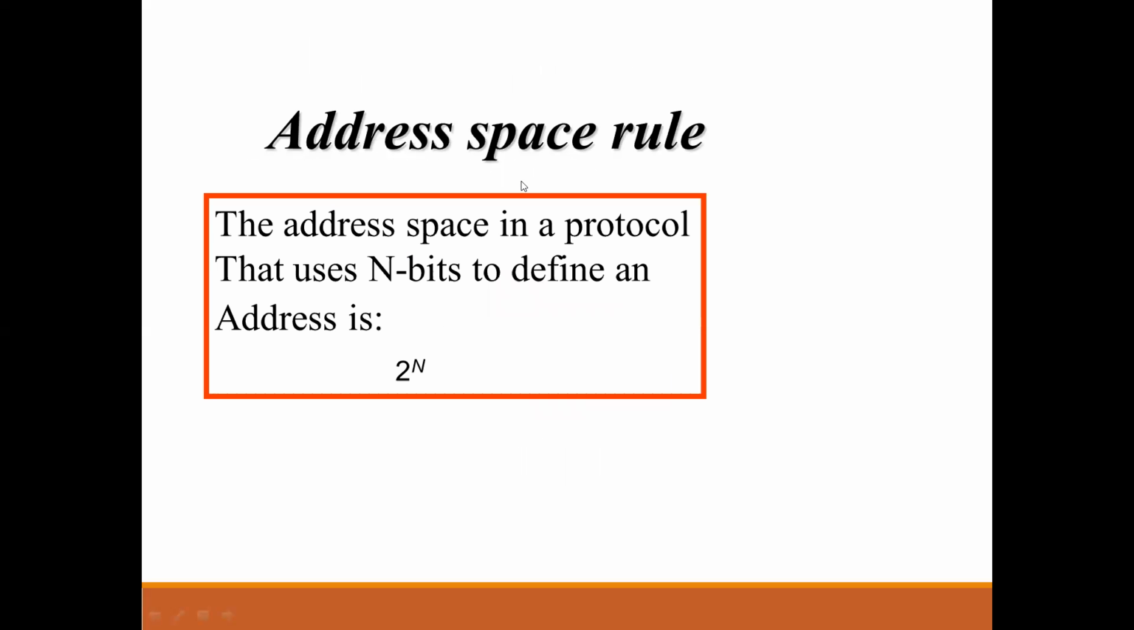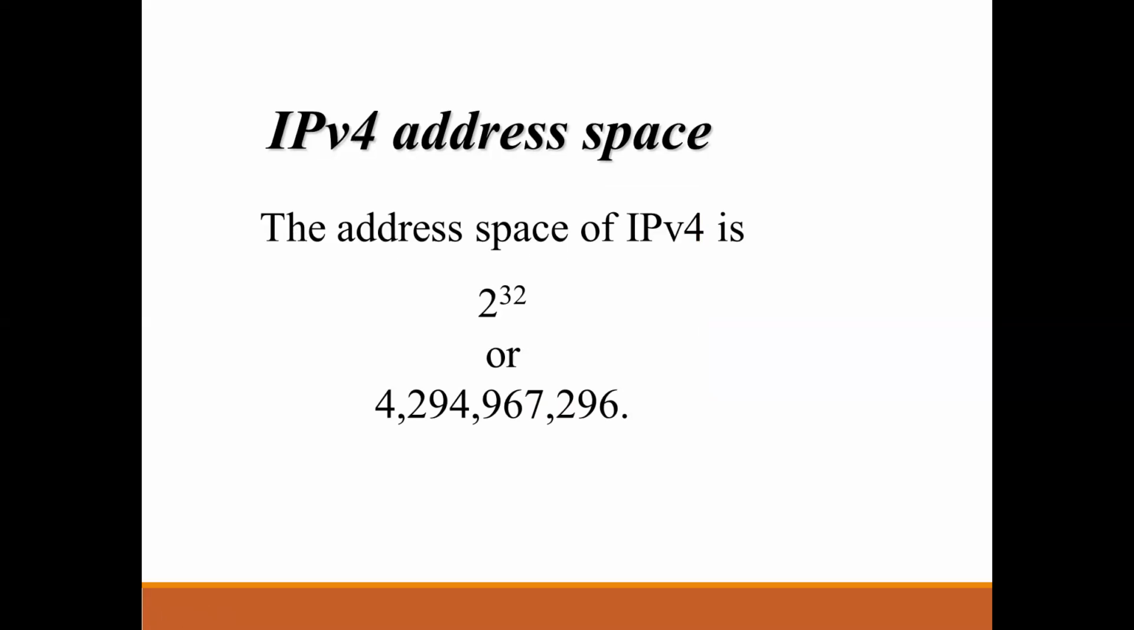Then we have to study the address space rule. The address space in a protocol that uses n bits to define an address is 2 raised to n, where n is the number of bits. So here, for IP version 4, the address space is 2 raised to n, we know the formula, and n is 32, so that is 2 raised to 32. So more than 4 billion addresses can be assigned.